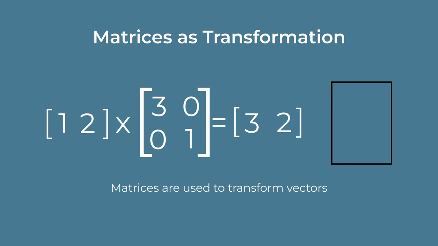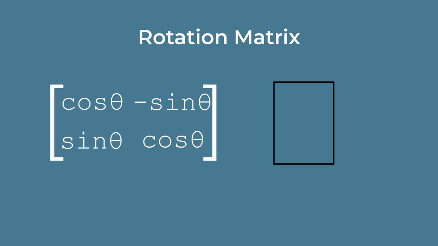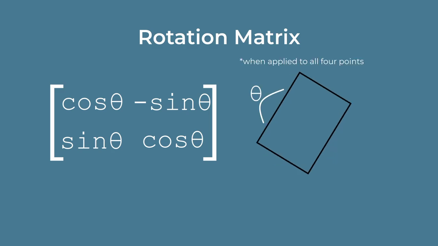For example, if we multiply this 2D point against this matrix, we can stretch a shape 3 times wider but keep the height the same. So 1, 2 becomes 3, 2. Similarly, if we multiply a 2D point by this rotation matrix, we can rotate a shape by theta degrees.